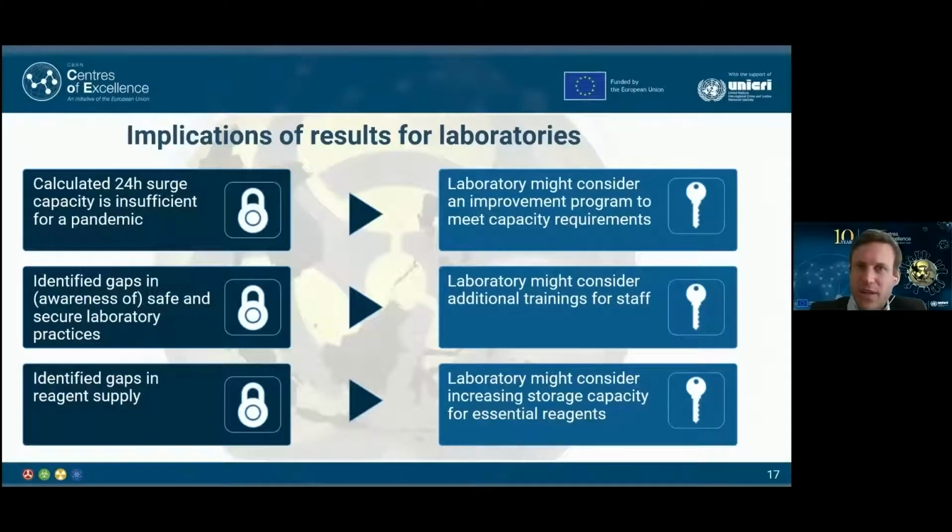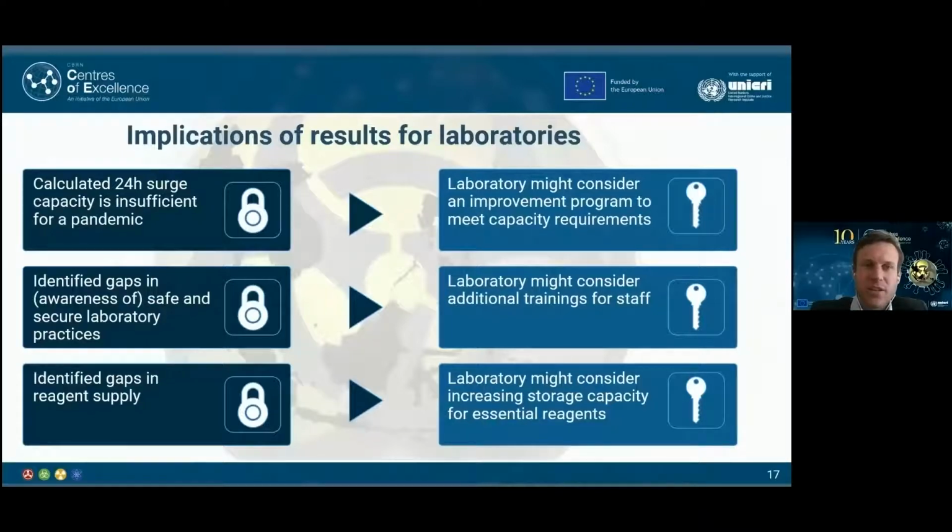So what is then the implication of the results? Well, for the laboratories, one of the potential outcomes might be that the calculated 24-hour surge capacity, so that is the testing capacity that you can scale up to as a laboratory within 24 hours, is insufficient for a pandemic. And a consequence might be that a laboratory might consider an improvement program to meet capacity requirements. And these can be their internal capacity requirements, but also capacity requirements from national government.